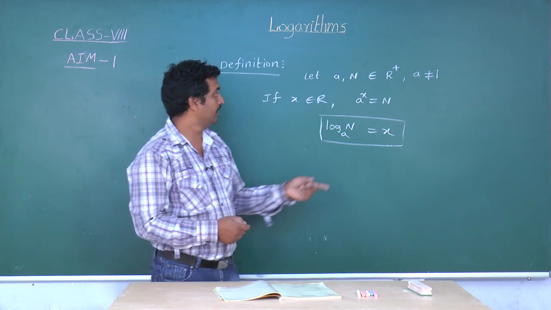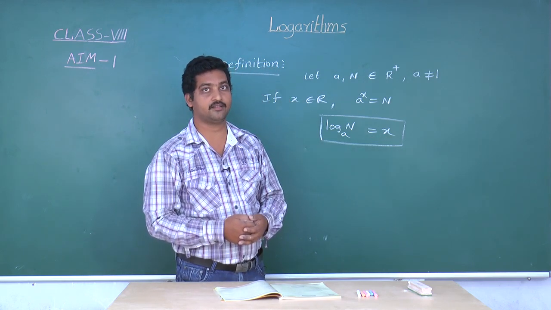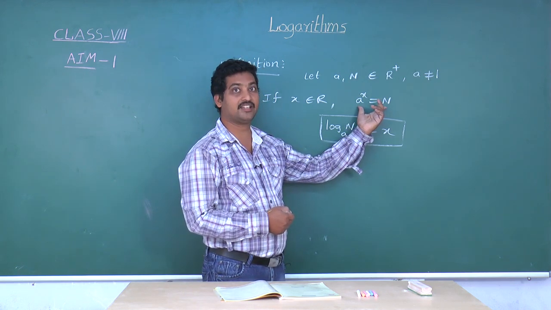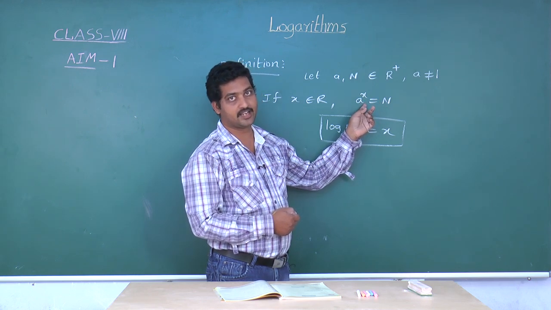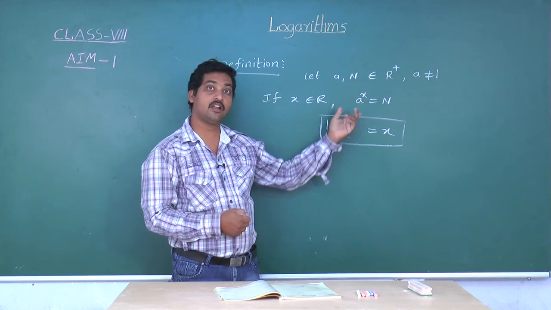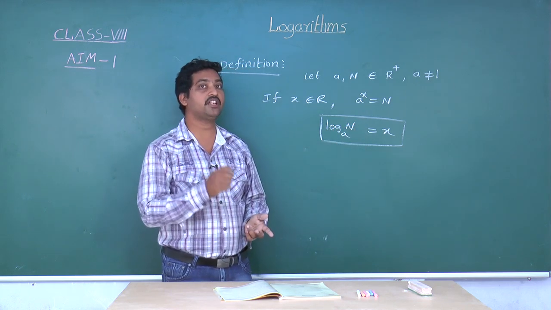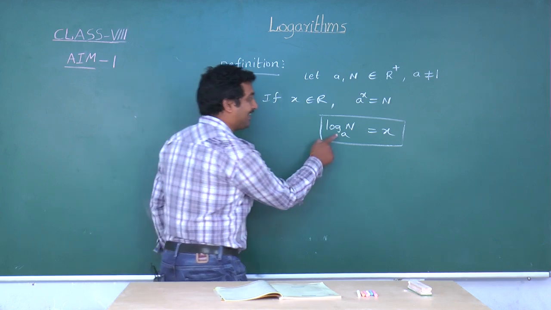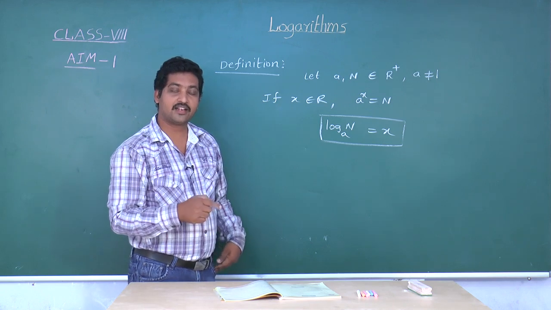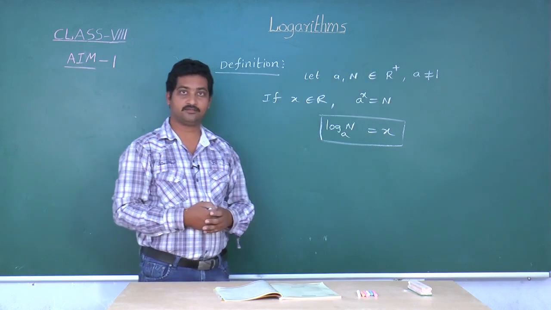Here observe, children, here we are making x as the subject, whereas it is not possible in exponential form. This a power x is equal to n is the exponential form. In this exponential form, we can make a as the subject, but we can't make x as the subject. But in logarithmic form, we can make x as the subject also. But if you observe the definition, what is the need to restrict a not equal to 1? And what is the need to restrict a, n to positive real numbers only?